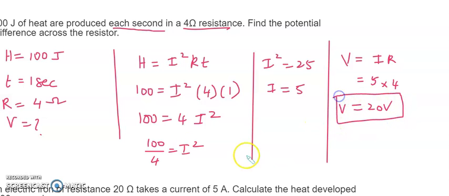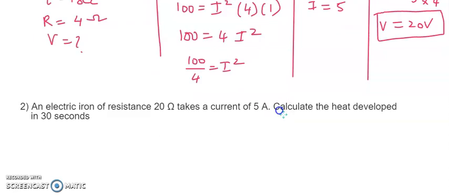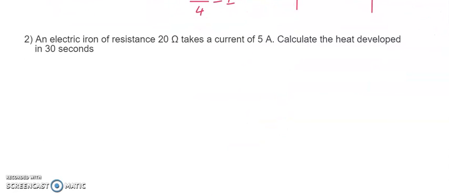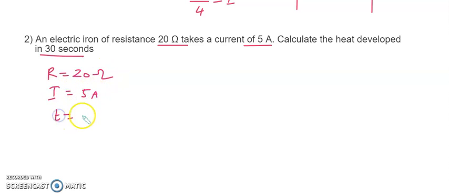Am I clear? You can directly use V²/R times T, but for the easy first time, I'm taking this. Next. An electric iron has a resistance of 20 ohms, current is 5 ampere and time is 30 seconds. So R is given as 20 ohms, I is given as 5 A, T is given as 30 seconds. I need to find the heat energy formed.